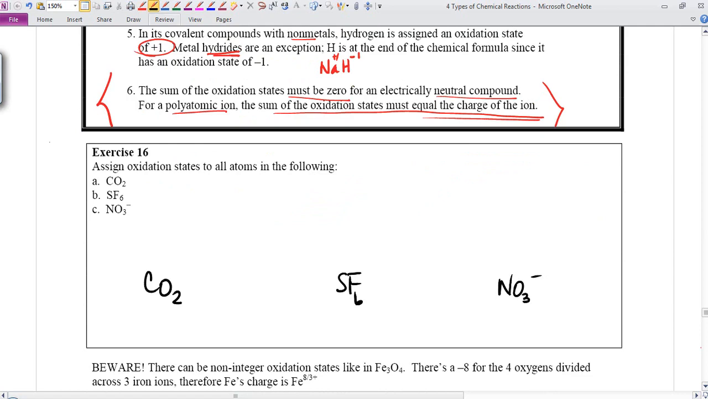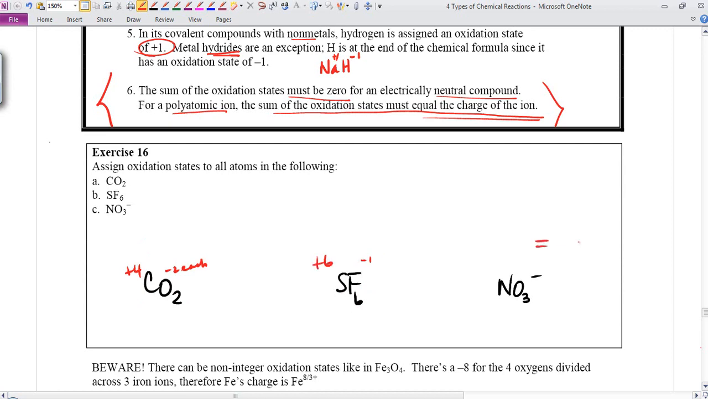So what we're saying here is that we have a rule that says an oxygen is going to be a -2 each. So that means this carbon is going to be a +4. Think about it. 2 minus 2s is -4. Only one carbon, so it has to be a +4. Fluorine is a -1 in its compounds, and there are 6 of them. Only one sulfur, so it's got to be a +6 to make that work out.